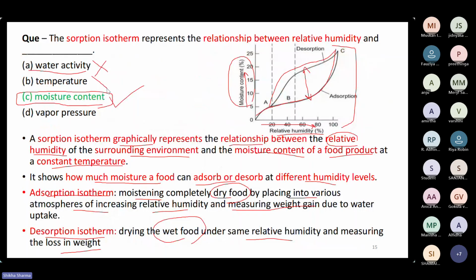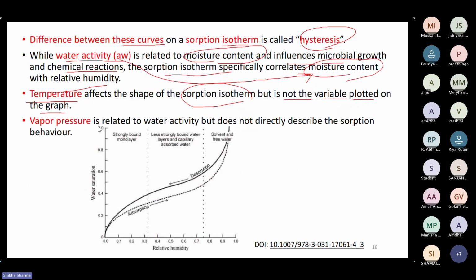Relative water activity is not correct, temperature is also not correct. And let's talk about vapor pressure. Vapor pressure is basically related to water activity, because we take vapor pressure P by P naught as water activity, but it does not directly describe the sorption behavior.